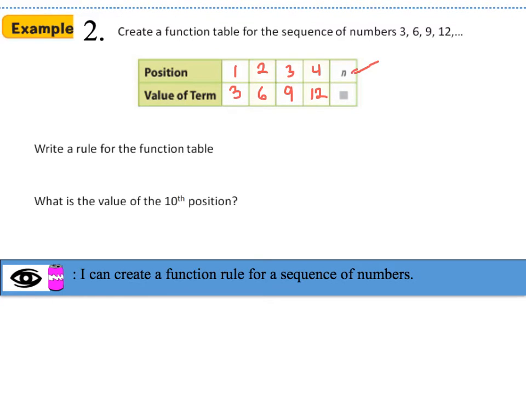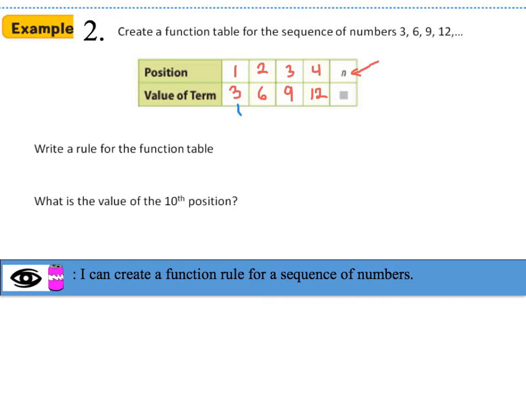Notice the next column, we have a value of n. So they're not necessarily placing the number 5 in there. It could be any number in the world. It could be the 20th position. It could be the 100th position. So it could be any number in the world. It doesn't have to be 5. So let's look for patterns here.